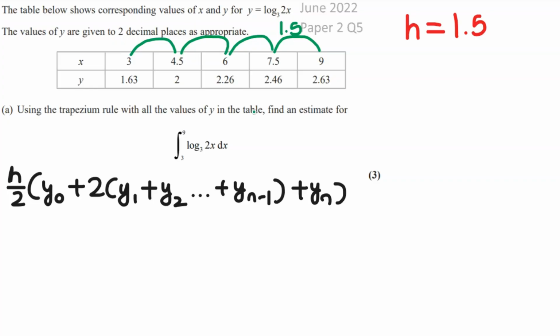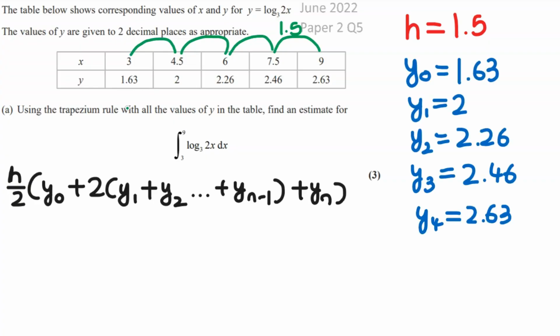And now we need to consider the y values. So we need to go from the lower limit 3 to the upper limit 9. As this x value here is 3, this y value here is going to be y0, which is 1.63. And then if we go across, y1 is equal to 2, y2 is equal to 2.26, y3 is equal to 2.46, and y4 is equal to 2.63. So therefore we can plug these values into the formula here.